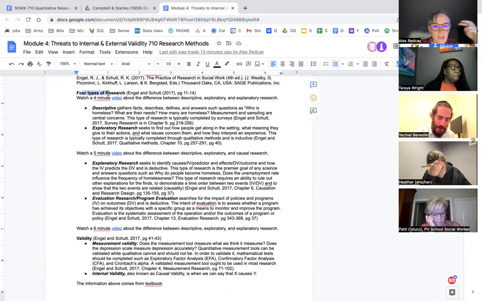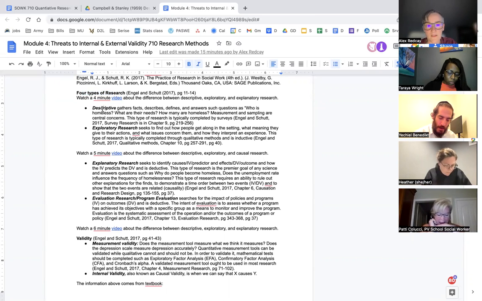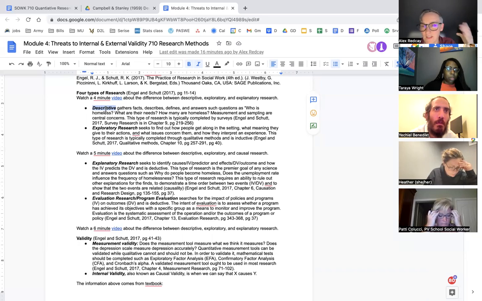There are 4 types of research. This is the Engel and Schutt text. There's descriptive, where you describe things, like you observe what percentage of the Lancaster population are homeless, or what percentage of the homeless population came from child welfare? What's the percentage of the homeless population that's LGBT? Okay, that is all descriptive.